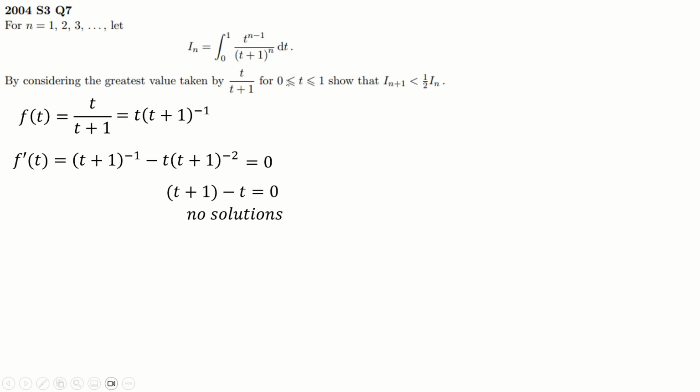Which means all we have to do to find its maximum point between 0 and 1 is just evaluate it at 0 and then evaluate it at 1 and see which one is bigger, because essentially it's just a function that's either always getting bigger or always getting smaller because it's got no turning points. So it turns out that it's just always getting bigger in this range, and its greatest value is a half.